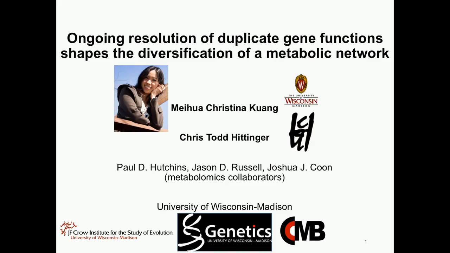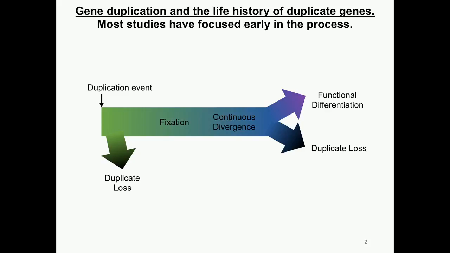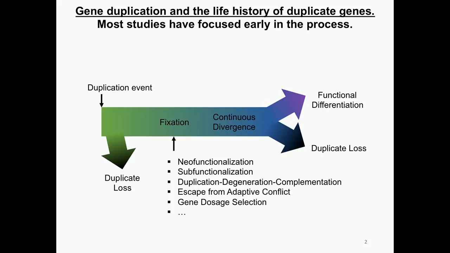we're going to dive in and tell you a little bit about ongoing resolution of duplicate gene functions and how that has shaped the diversification of a model metabolic network. There's, of course, been a lot of thinking and a lot of study and theory on gene duplication and its contribution to evolutionary novelty. And I would argue that a lot of the attention has gone on the process of fixation and how genes have to differentiate themselves either through neutral mechanisms or through adaptive mechanisms so that both copies can be maintained.